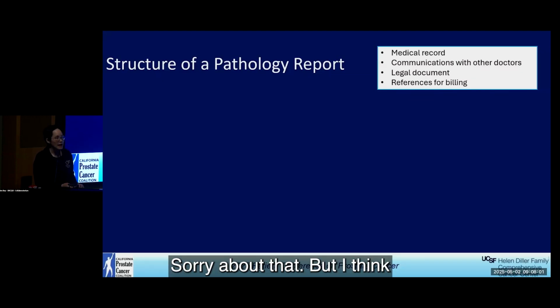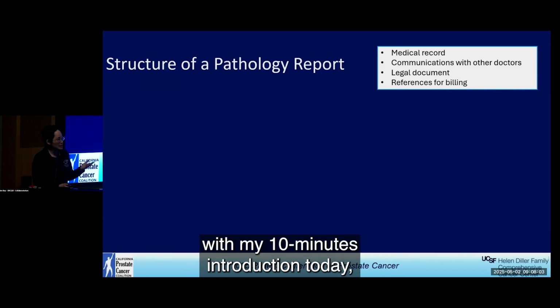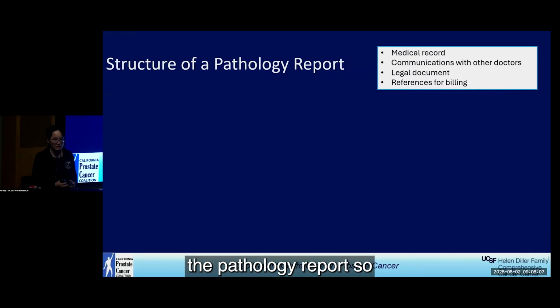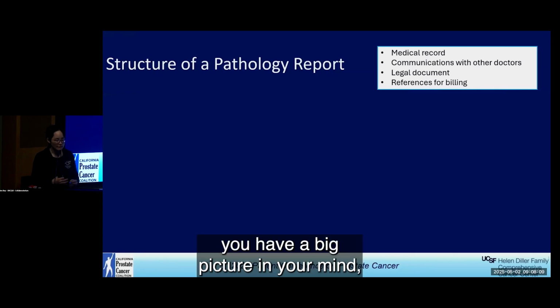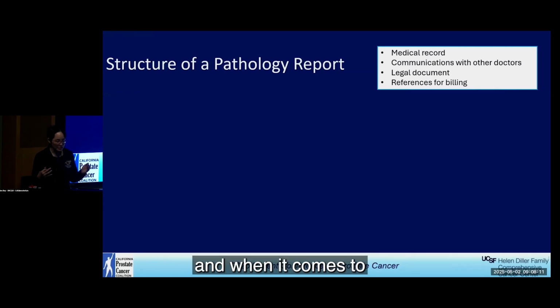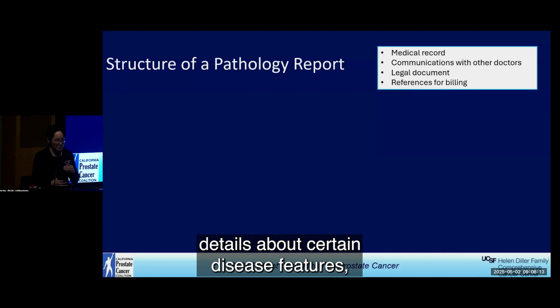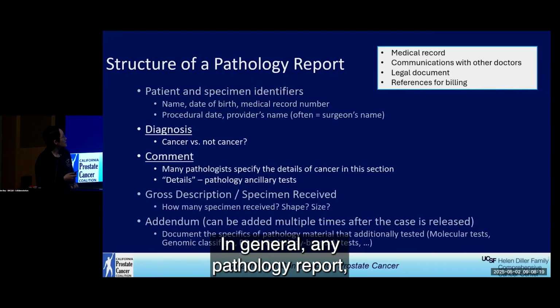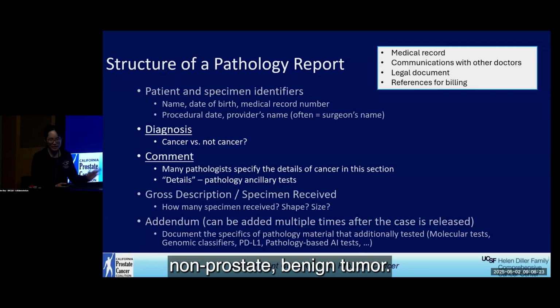Sorry about that, but with my 10 minute introduction today, I hope I can give you a structure for how to look at the pathology report. So you have a big picture in your mind. And when it comes to details about certain disease features, that will be a discussion in depth with your doctor. So in general, any pathology report, you can get prostate, non-prostate, benign, tumor.